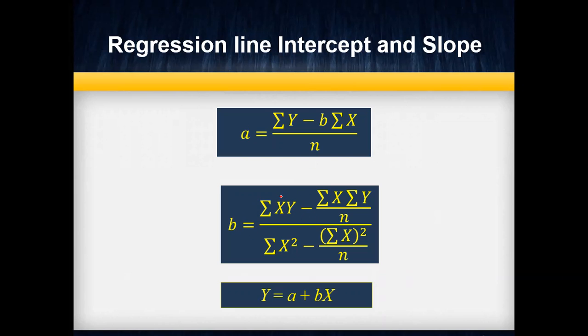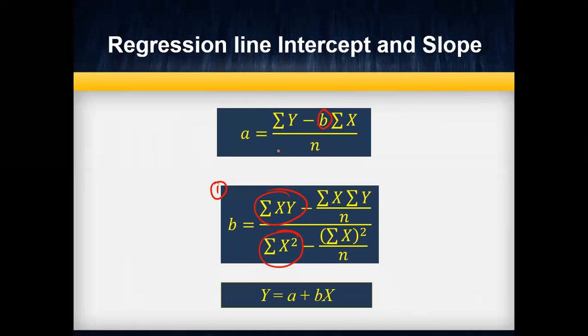First of all, you have to calculate b, because b is used in a. And b requires this product, summation xy, and it requires summation x squared. Just two things. The rest, summation x, summation y, and all will be given to you in the question. So you have to prepare this product xy and x squared.